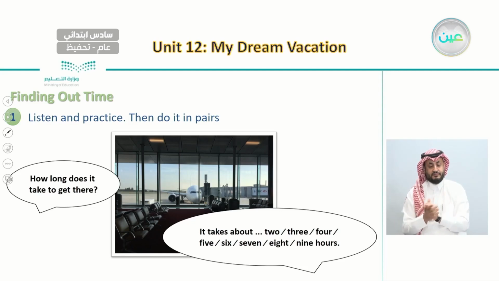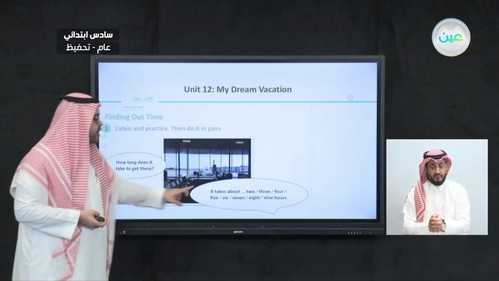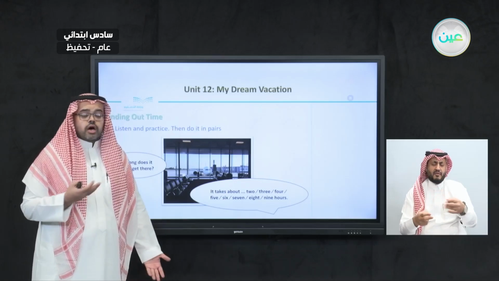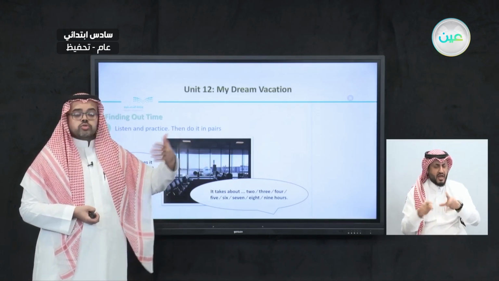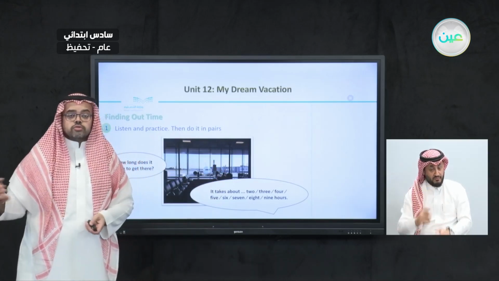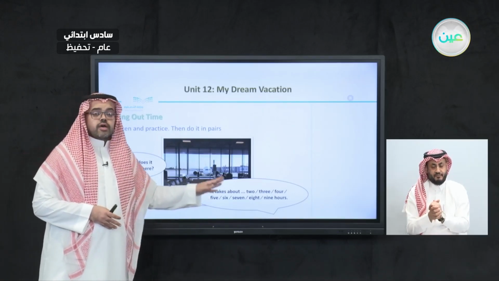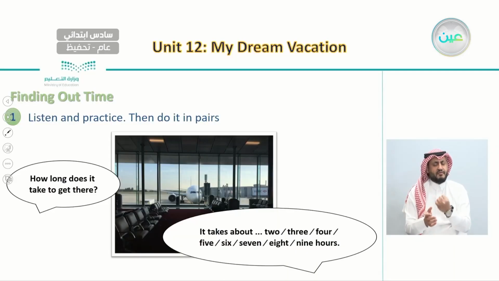Here we can use different answers, but most importantly, we start our answer with it takes about. So when someone asks us how long it takes to get to New York or Paris or Riyadh, we start our answers with it takes about. And then we can say a number. We can say it takes about 2 hours, or 3 hours, or 4 hours, 5 hours, 6 hours, 7 hours, 8 hours, or 9 hours.